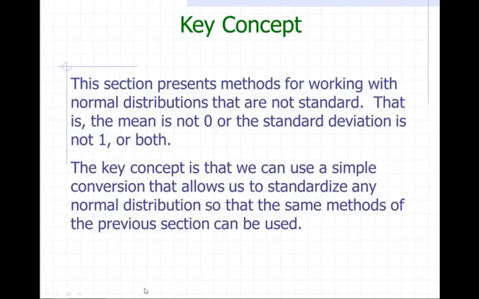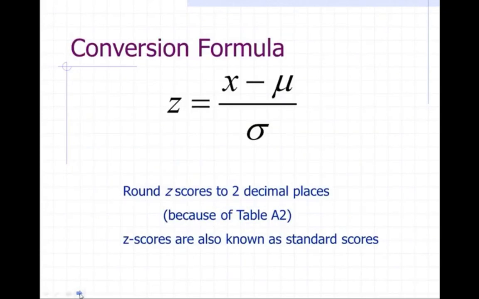So we're going to talk about standardizing scores, and we talked about that in chapter 3, a little bit. So remember, our z-score is our score minus the mu divided by the standard deviation. And we round z-scores to two decimal places because of Table A2. And these are also called standardized scores or standard scores.